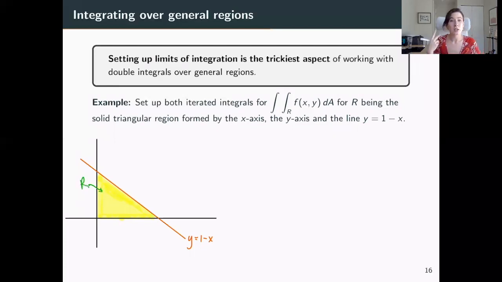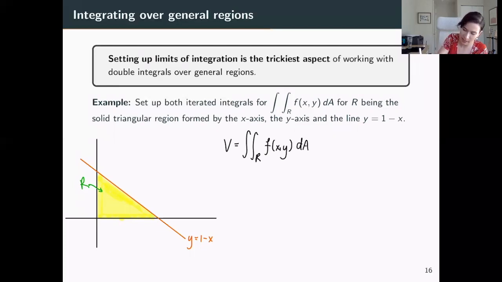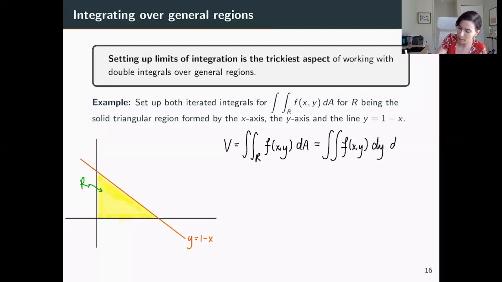Okay, so we want to set up two iterated integrals. We have our volume, which we know is the iterated integral, or the double integral, over R of f of x comma y dA. And we're going to set up two integrals. The first one that we're going to set up is going to be f of x comma y dy dx. And the second one that we're going to set up is going to be the integral of f of x comma y dx dy.